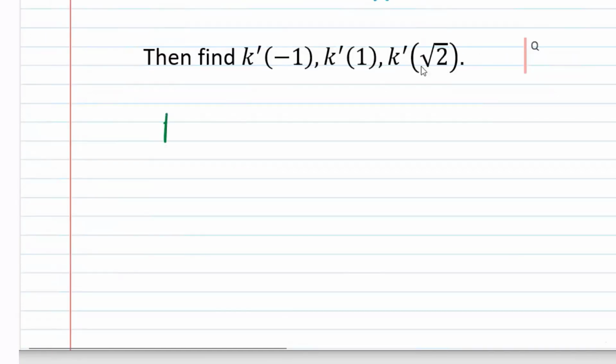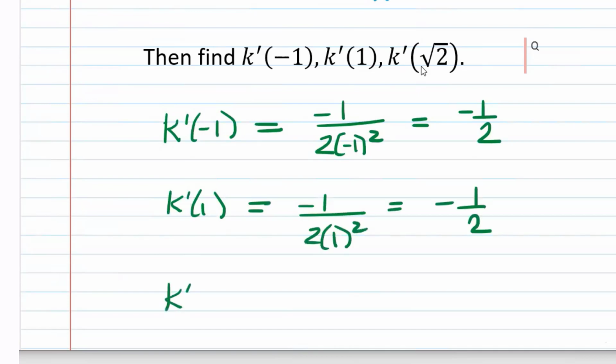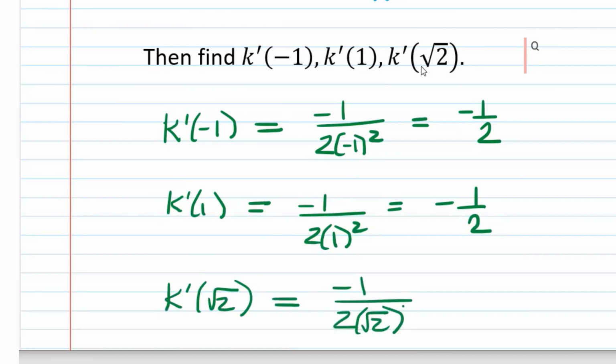All right, so let's start with k prime at -1. So it's going to be -1 over 2 times -1 squared, which is going to be -1/2. K prime at 1 is also going to be -1/2. And then k prime at square root of 2 is going to be -1 over 2 times square root of 2 squared. That's going to be -1/4.